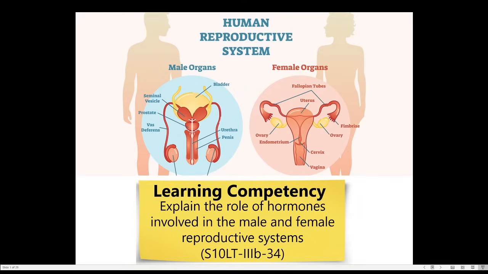This is the first lesson for quarter 3 of grade 10 science. Particularly, what we want to do is to explain the role of hormones involved in the male and female reproductive systems. So therefore, we will not be only dealing with the human reproductive system but also its relationship to another system which we call the endocrine system.